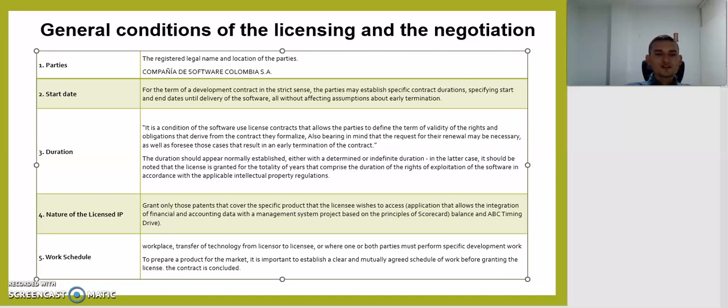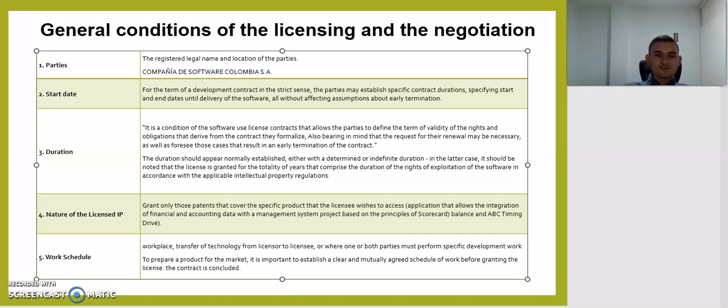The following details are the nature of the licensed IP. Grant only those patents that cover the specific product that the licensee wishes to access: an application that allows the integration of financial and accounting data with a management system project based on the principle of balanced scorecard and ABC costing.